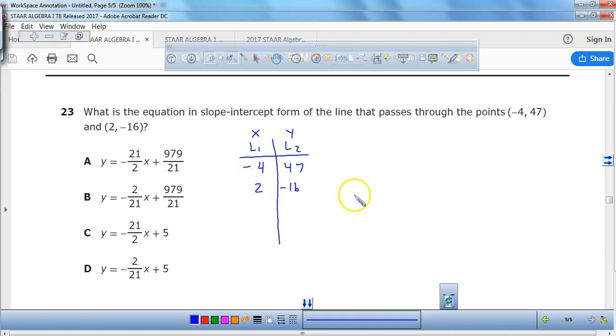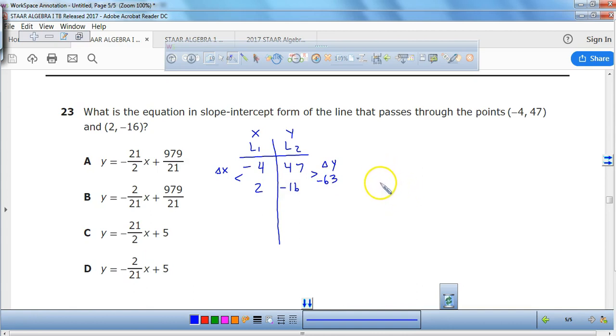So one way to eliminate some answer choices is to figure out which one of these is correct. We know what the correct slope is going to be. It's either going to be -21 over 2 or -2 over 21. So we're going to eliminate a couple of answer choices real quick just by finding the change in y over the change in x. We'll put change in y, delta y, over change in x, delta x. So 47 drops all the way down to -16. So that's 63 units being taken away.